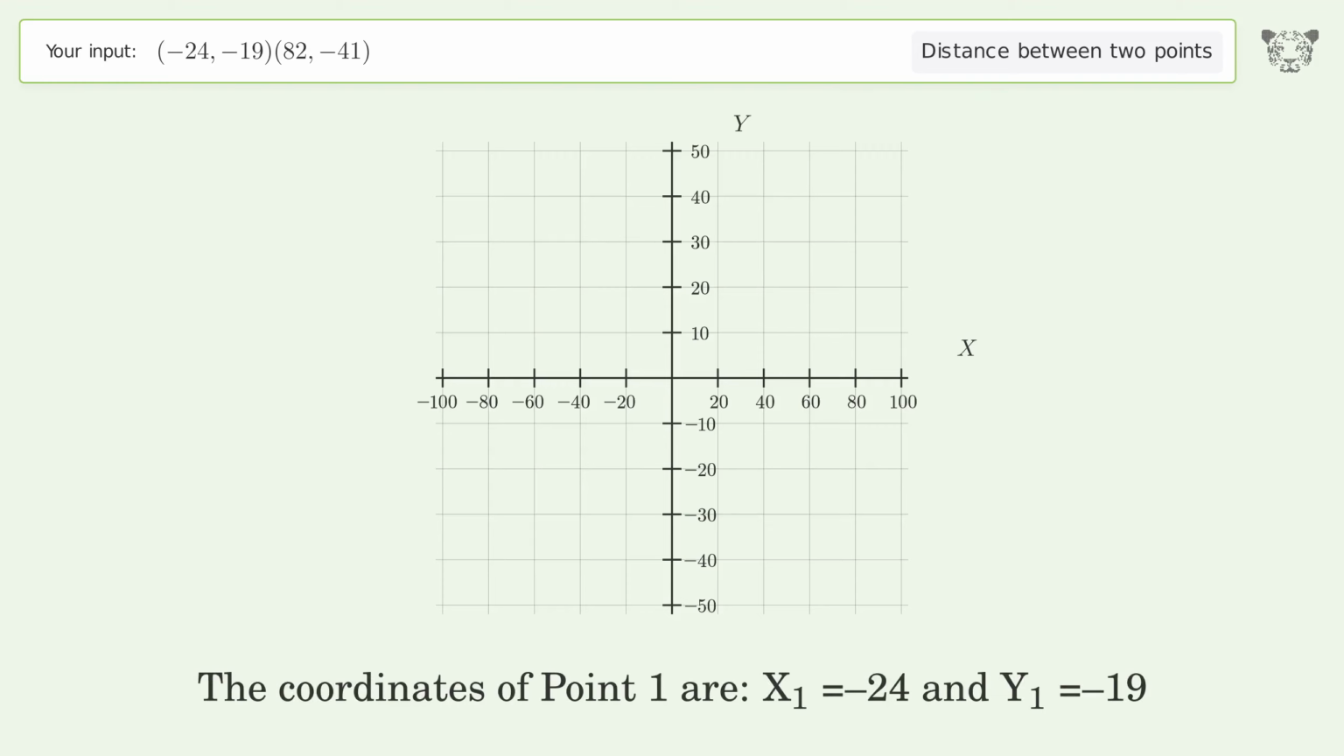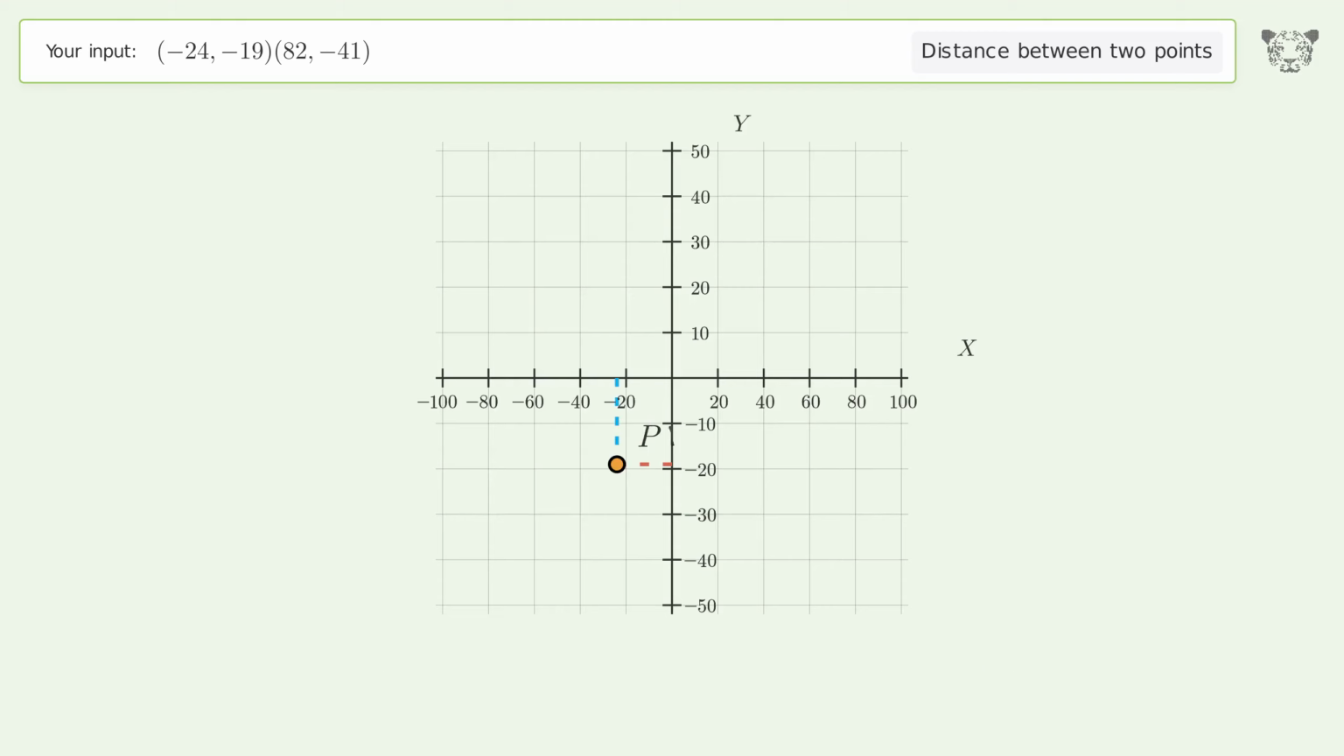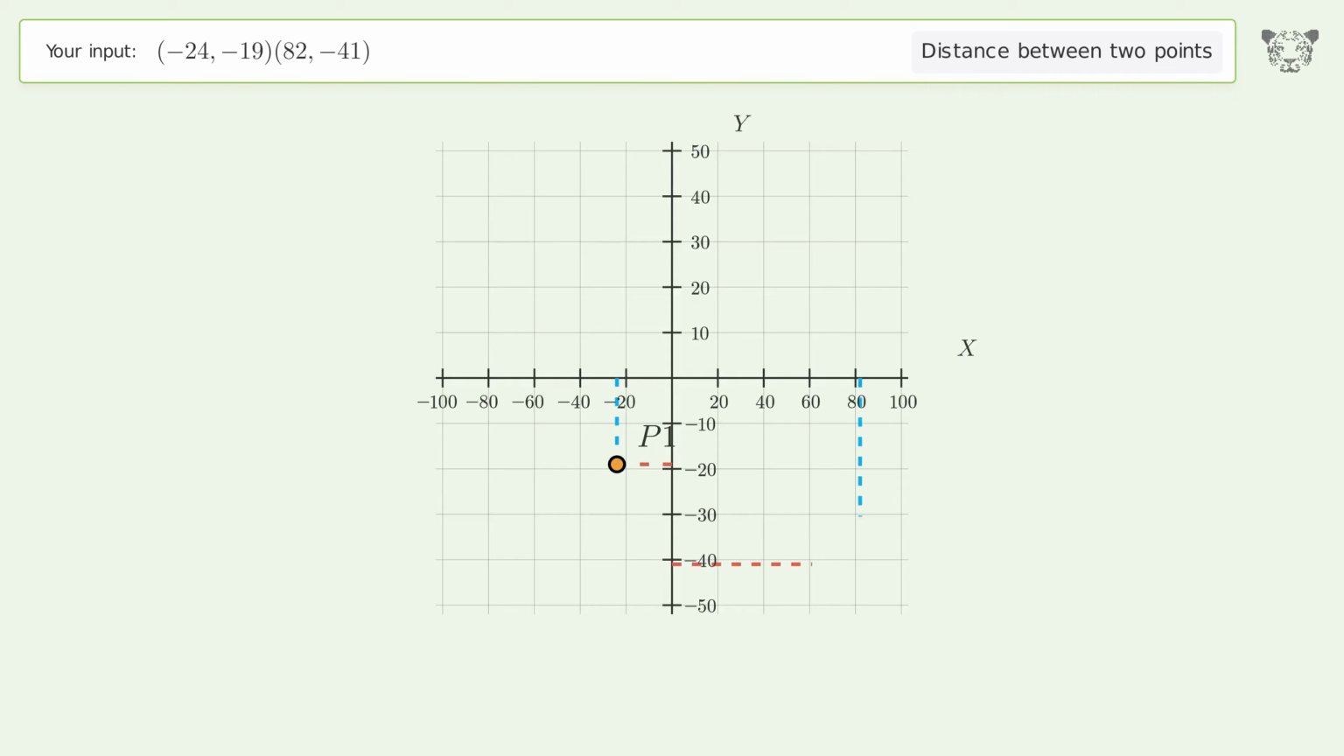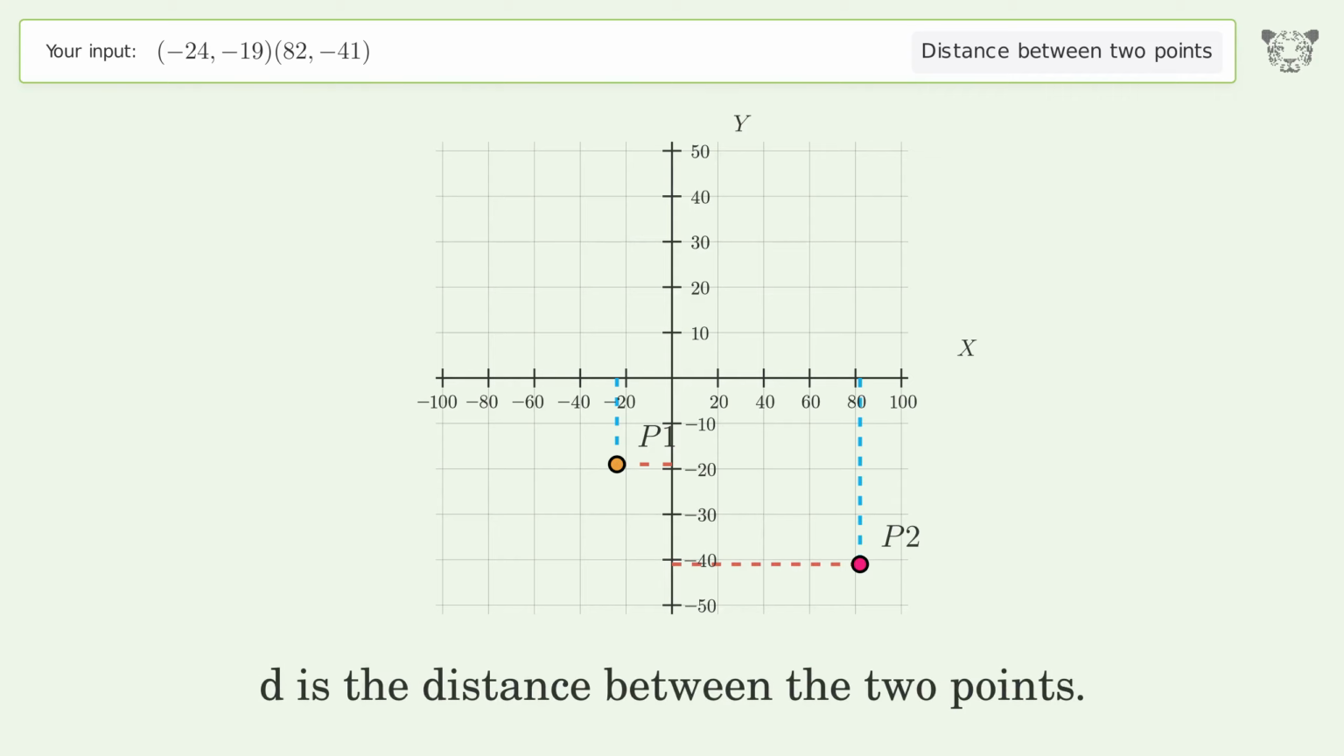The coordinates of point 1 are x1 equals -24 and y1 equals -19. The coordinates of point 2 are x2 equals 82 and y2 equals -41. D is the distance between the 2 points.